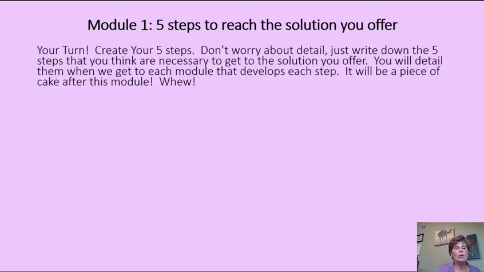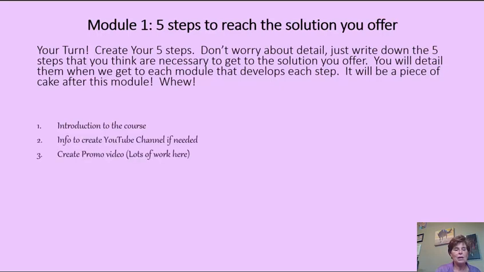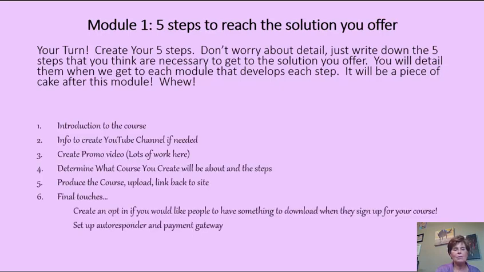Okay, so now it's your turn. Create your 5 steps. Don't worry about the detail. Just write down the 5 steps that you think are necessary to get the solution that you offer. You will detail them, and then when we get to each module that develops each step, it will be a piece of cake after this module. This is the work, you guys. It'll be easy after this. So here were my 5, 6 steps, so you have something to look at. Can you create your 5 steps that will offer the solution to the problem that you've decided on?